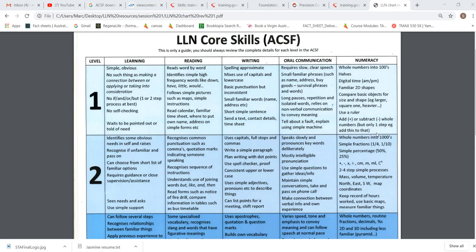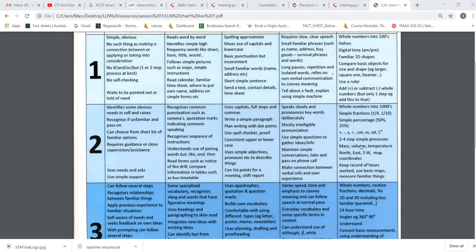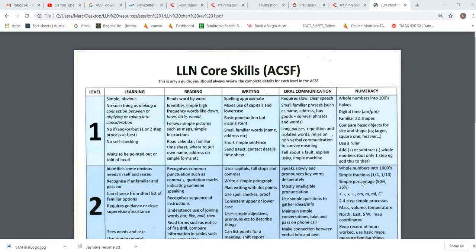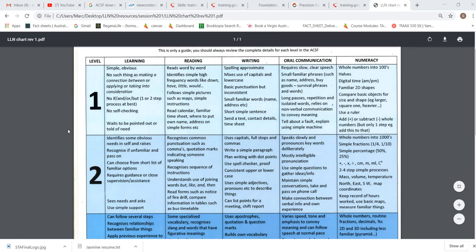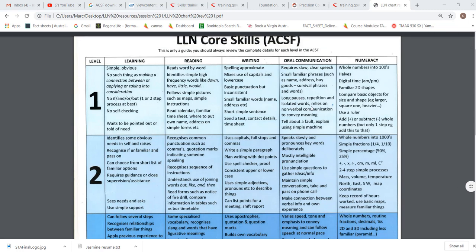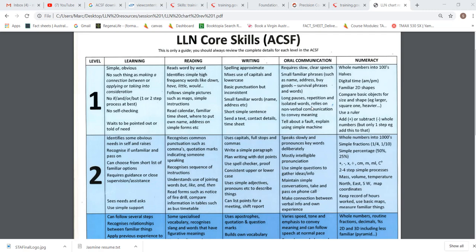It's not my greatest skill, but I would definitely say I'm around a 2, maybe a 3 for numeracy. Oral communication. A reminder, level 1 is very basic skills. So they can barely say their name is the best way to think about it.